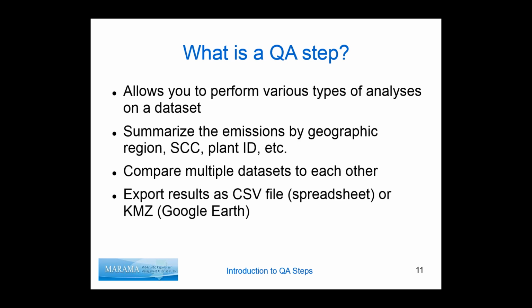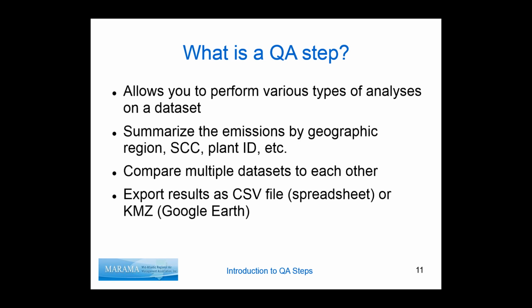So what we're going to talk about next is QA steps. And QA steps is a generic term in the EMF, quality assurance step, but it lets you perform different types of analysis on data sets. So we'll start by looking at how you can summarize the inventory emissions by all kinds of different metrics. So whether you want a summary by geographic region, FIPS code, state, you want summaries by SCC, summaries by plant, we'll look at how you can create those kind of summaries.